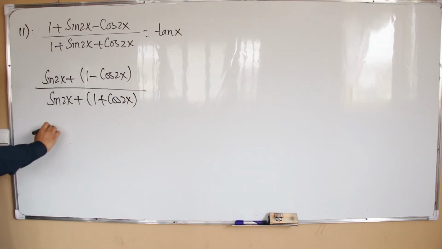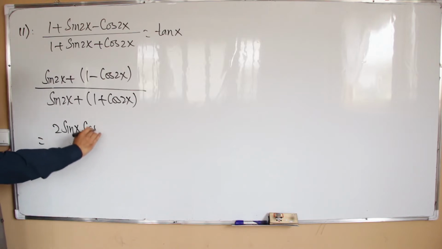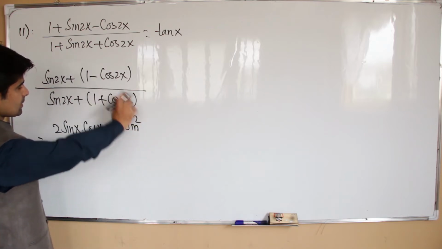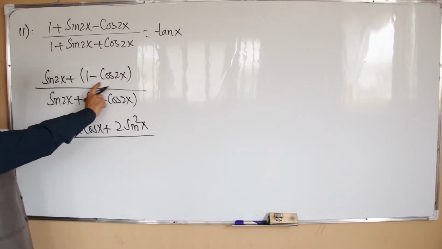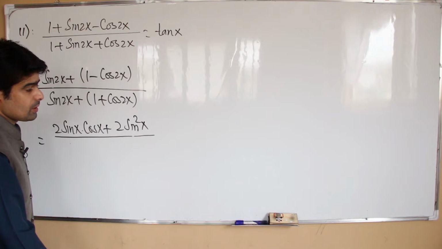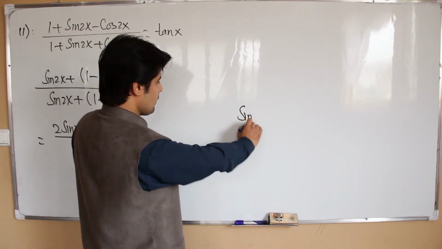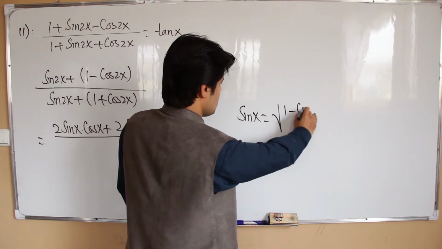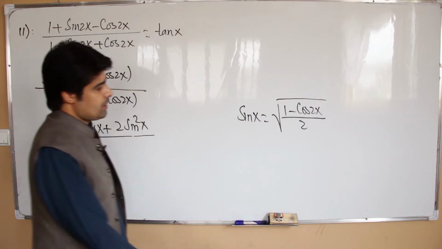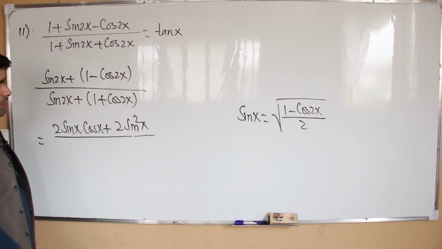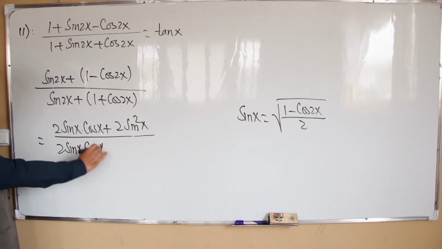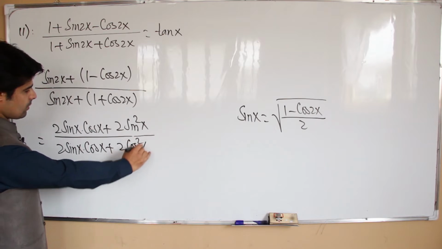Yes. Sine 2x is 2 sine x cosine x plus, and 1 minus cosine 2x is 2 sine square of x, according to that formula. Do you know this one? Yes or no? Listen. Sine square of x is 1 minus cosine of 2x divided by 2, or no? Now solve this one for 1 minus cosine 2x. It would be 2 sine square of x. This one is 2 sine x multiplied with cosine x, and this one is 2 cosine square of x.